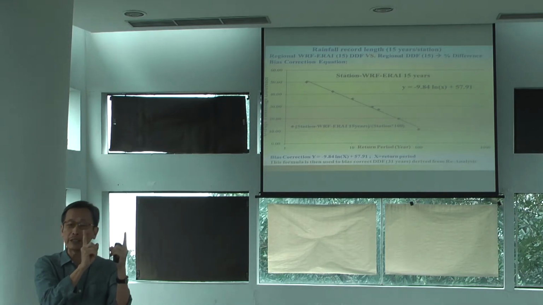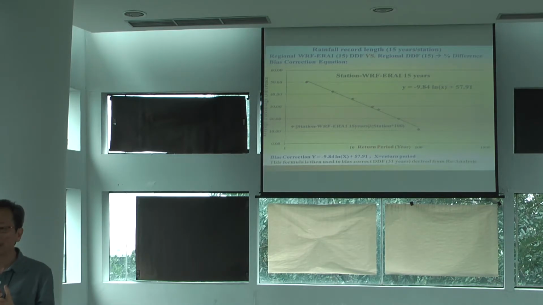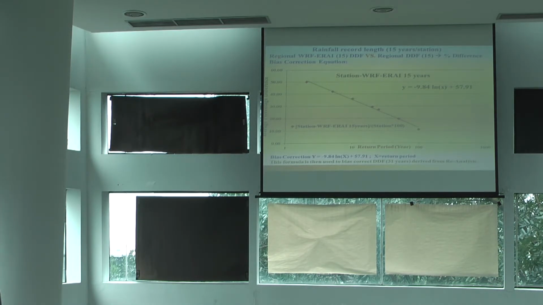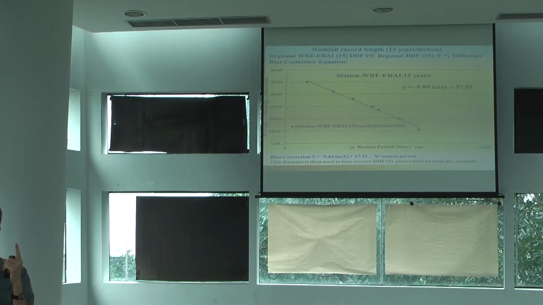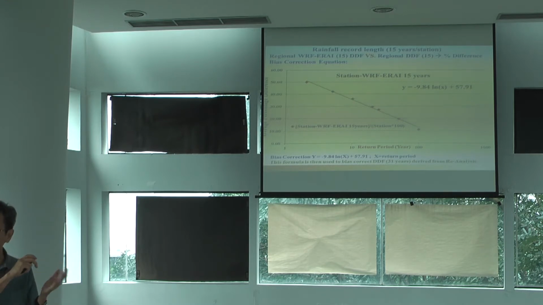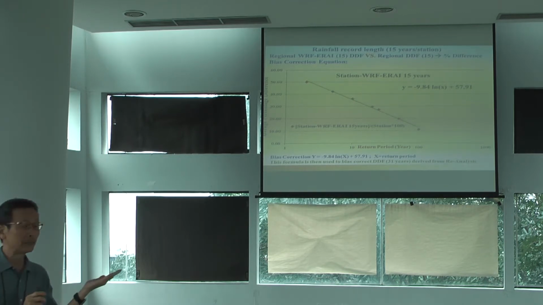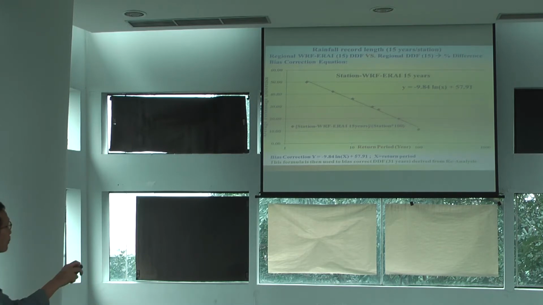If I have only 15 years, I come up with the so-called IDF curve, intensity duration frequency curve, and then I compare that with the 15 years data set coming from observation. Without going through one by one, I know that we have to do bias correction. When you downscale something, you have an error, bias. So bias correction has to be done. That's what we're doing over here.